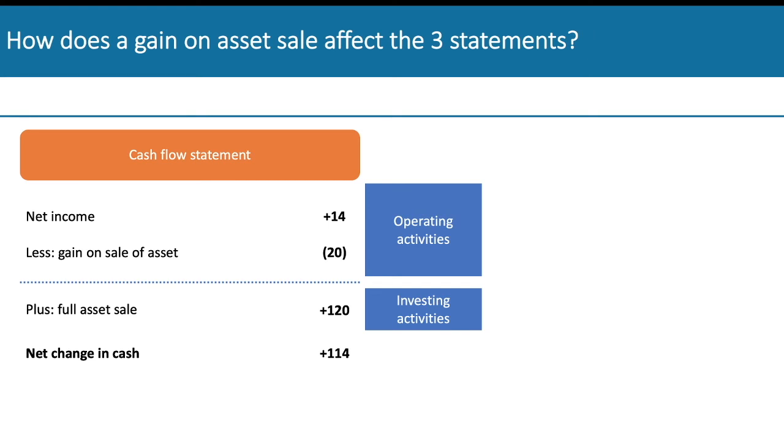And just pause and think about this for a minute. You've sold the asset for 120 and you paid 6 in tax. So it makes sense that the actual cash you're left with at the end is 114. And we take this amount and carry it into the balance sheet.